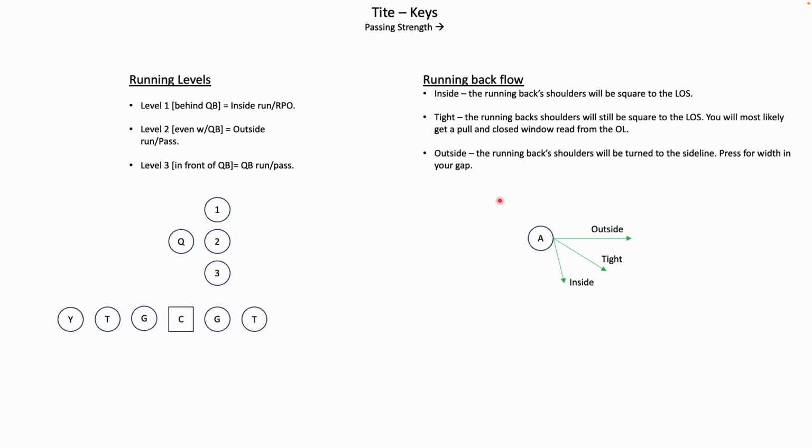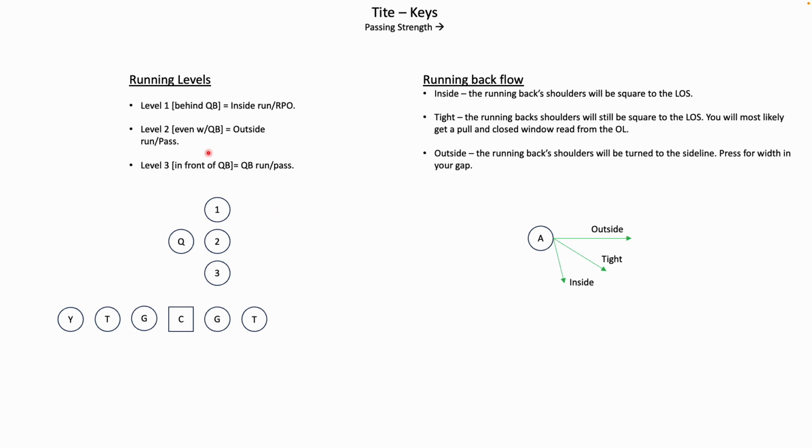Okay. Now let's talk about the running back. So we always start with our keys on the offensive line. If it is run, our eyes move from our offensive line key to the near back. So we actually kind of have two keys. One is the offensive lineman. And then if it's a run play, then we go to the near back.